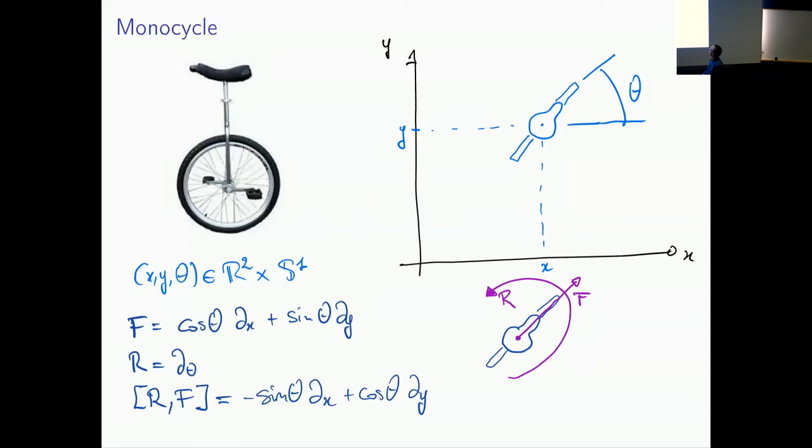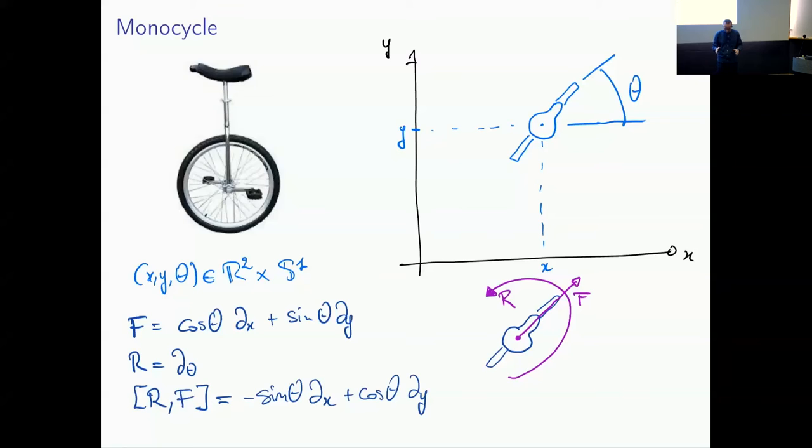And the monocycle cannot move freely, because it cannot slide sideways, right? If you're pointing in this direction, you cannot go sideways, otherwise you fall. So you can only go back and forth, or you can rotate. These are the two allowed directions. I call the first F, for forward, and it is tangential, in the direction in which we are pointing. So given theta, it is (cos theta, sin theta). And then, I'm holding it with my hands, I can turn it. So the second admissible direction is the rotation in theta.